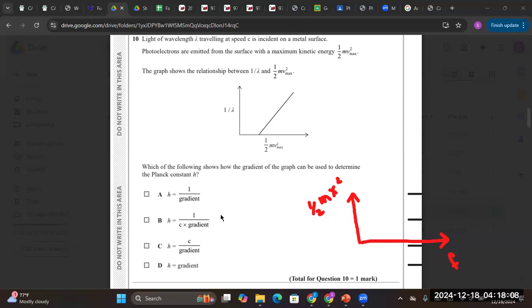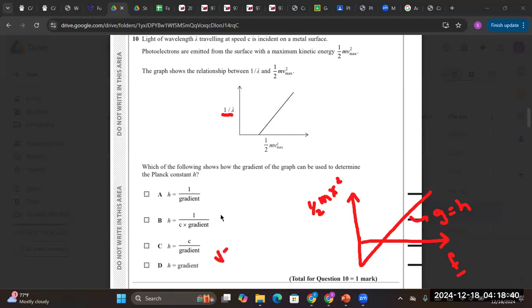Now, in that case, I had told you that the gradient of the line is equal to the Planck constant. So this is similar to that, but it's slightly changed. We have kinetic energy now shifted to the x-axis and 1 upon lambda on the y-axis. So my question to you is this. First of all, let's see how we can relate 1 upon lambda with frequency.